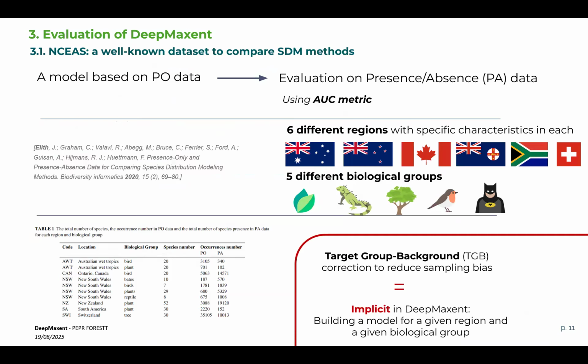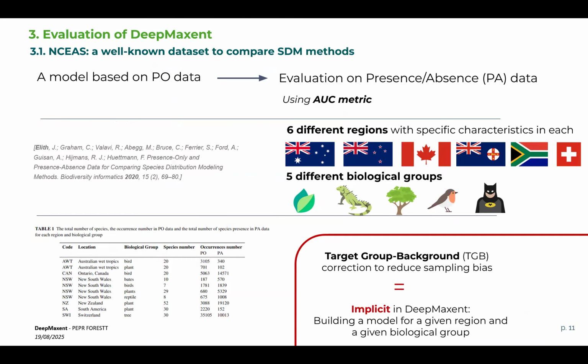We evaluated DeepMaxent using the NCEAS dataset, a well-known benchmark to compare SDM methods. Models were trained on presence-only data and evaluated on presence-absence data using the area under the curve metric. The dataset spans 6 regions and 5 taxonomic groups and can be considered as a relatively small dataset.